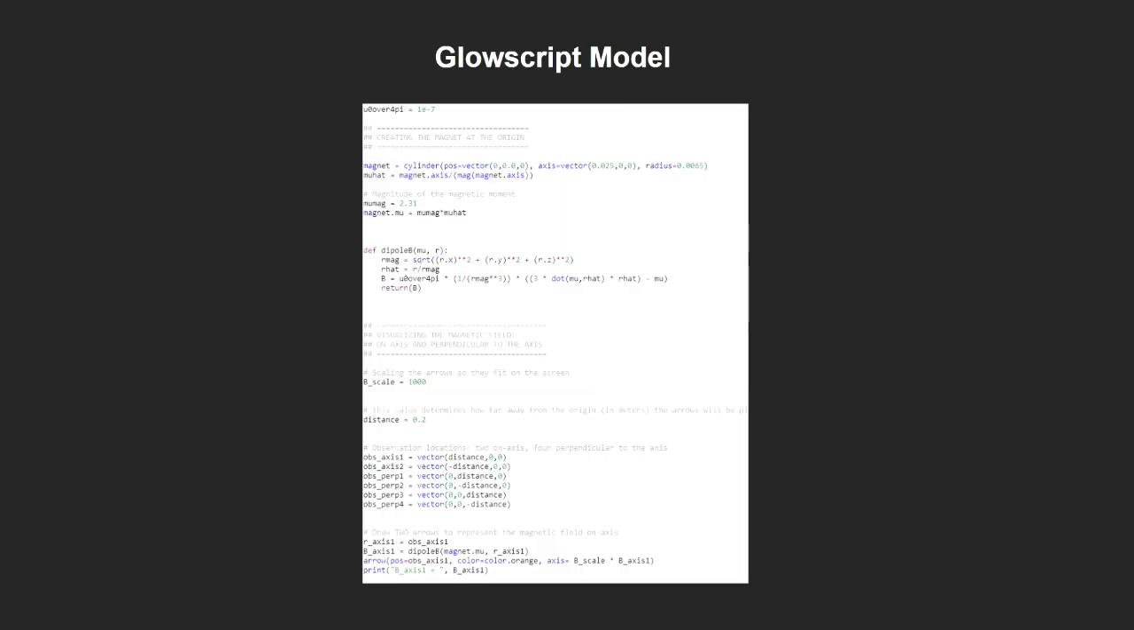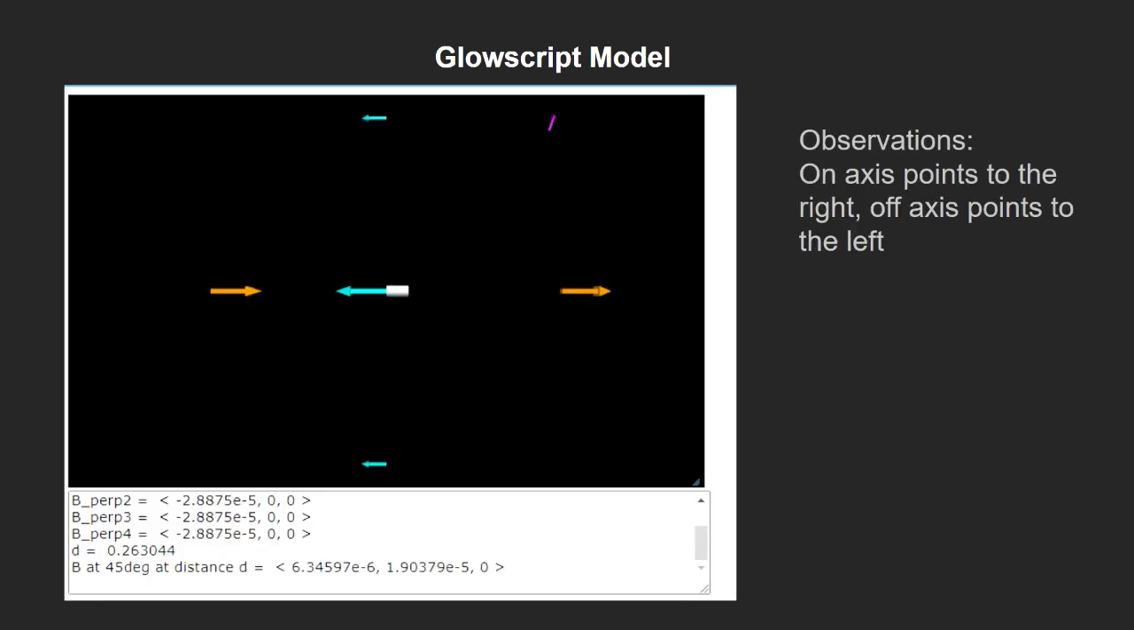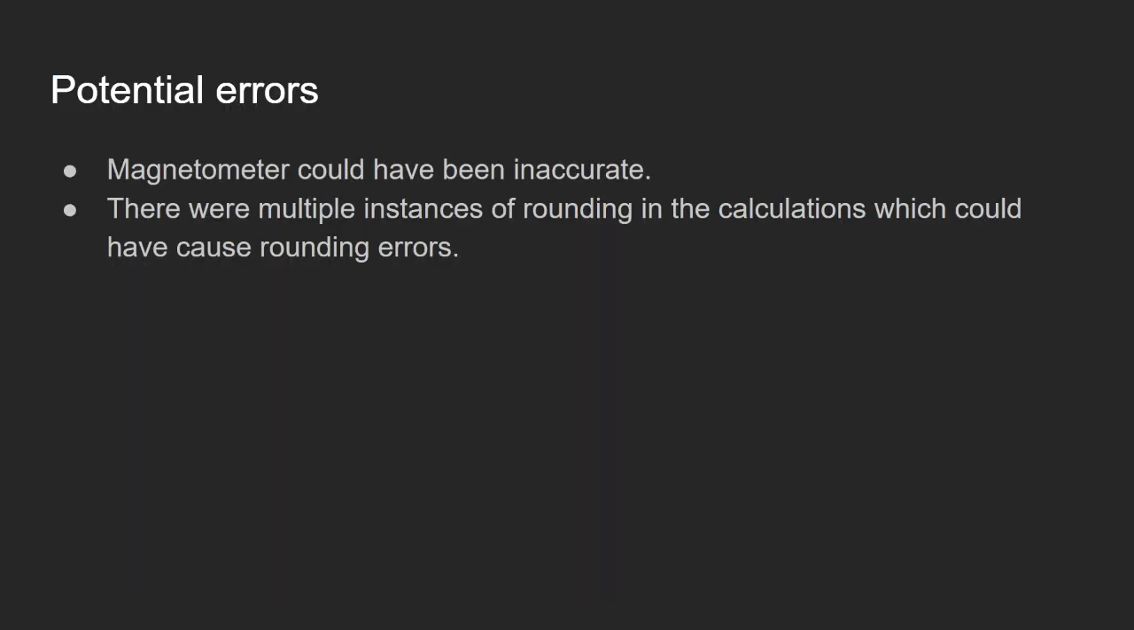Now for the GlowScript model, you can see I used the mu magnitude and the distance in the GlowScript model, modeling different arrows on the perpendicular and on-axis of the model. You can see in this photo you have the on-axis orange arrows and the cyan blue perpendicular axis, and they point in the correct directions. I point to the right for the on-axis, and the off-axis points to the left, because remember from the other photo, it was out of the north and into the south.